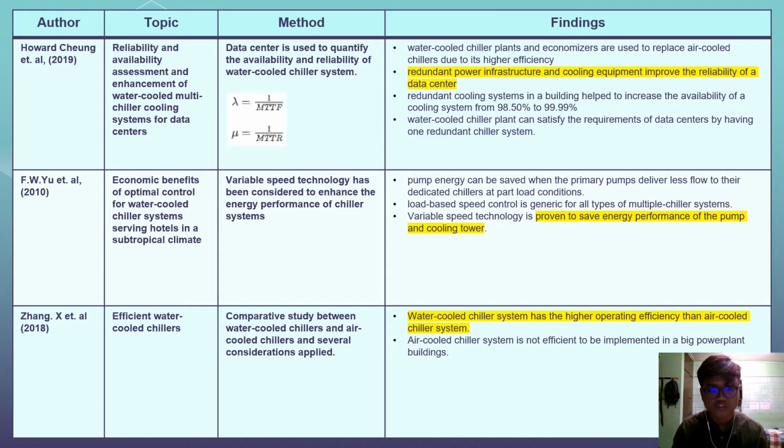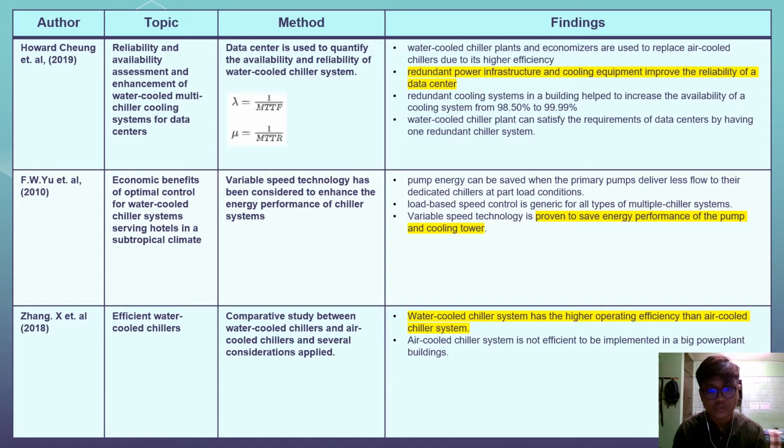99.99%. For the second literature review, these authors study the economic benefits of optimal control for water-cooled chiller systems serving hotels in a subtropical climate. The method used to carry out this research is the implementation of variable speed technology to enhance the energy performance of chiller systems. They evaluate operating cost savings of a chiller system integrated with optimal control of cooling towers and condenser water pumps. From there, they found that this technique is proven to save energy performance of the pump and cooling tower.